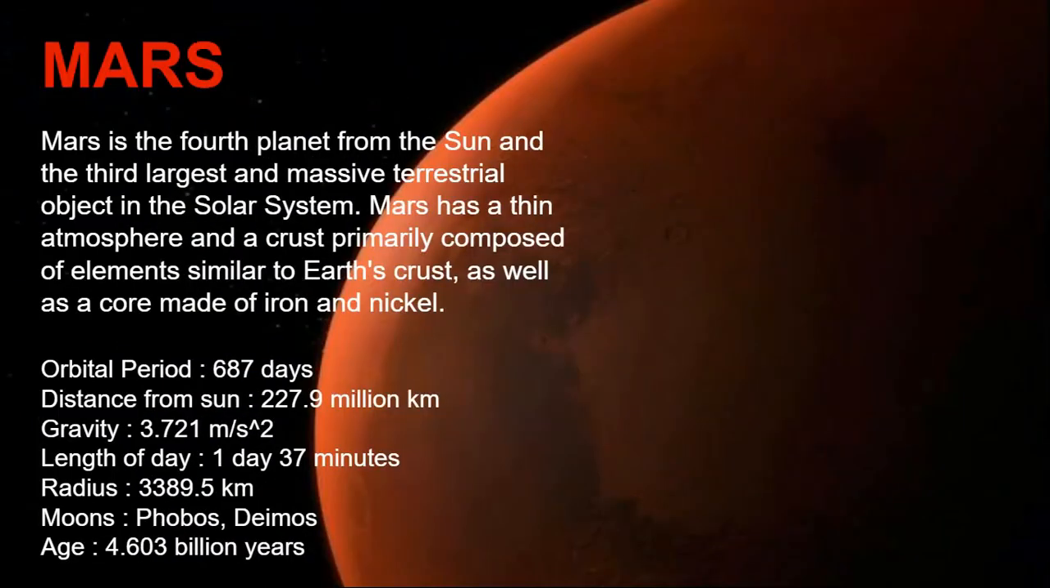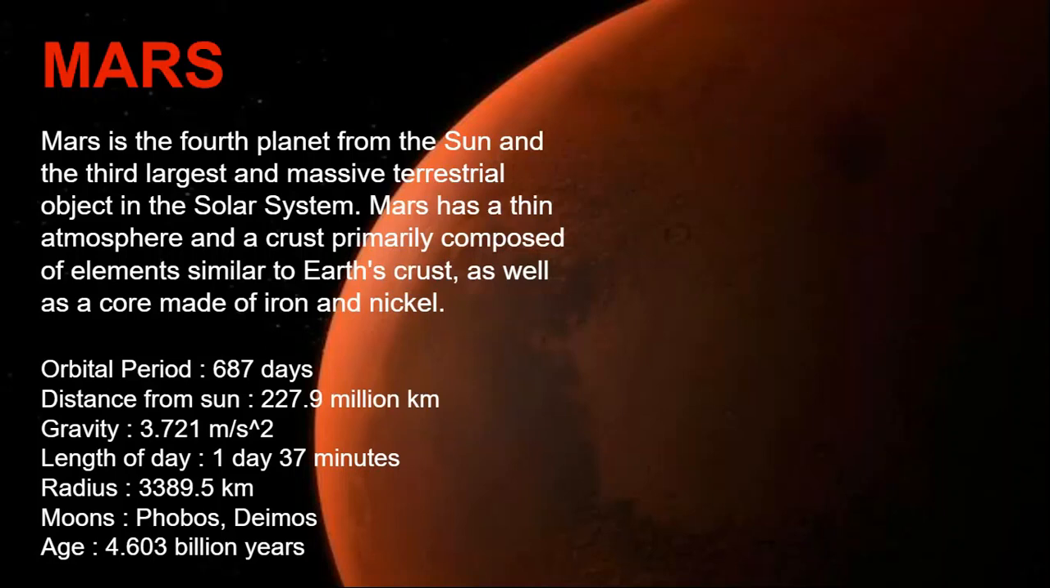Now let us learn about Mars. Mars is the fourth planet from the Sun and the third largest and massive terrestrial object in the solar system. Mars has a thin atmosphere and a crust primarily composed of elements similar to Earth's crust, as well as a core made up of iron and nickel.